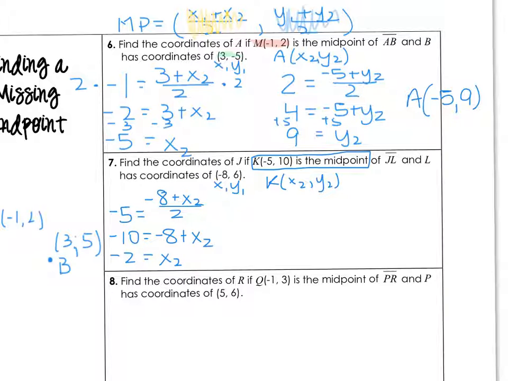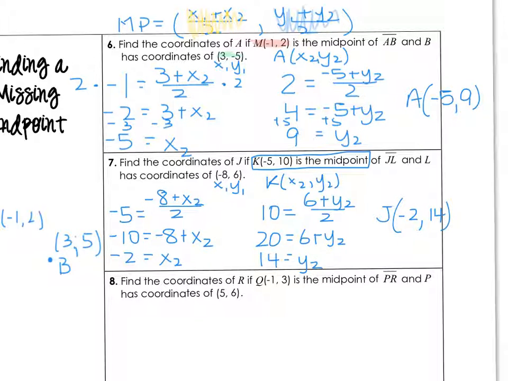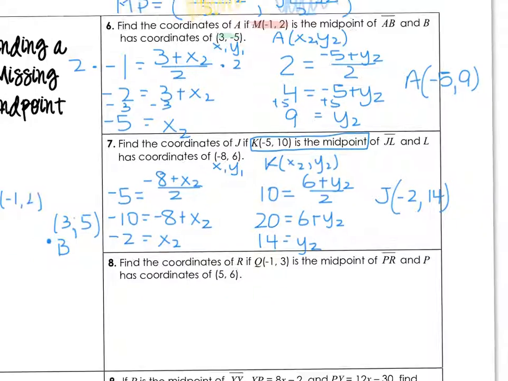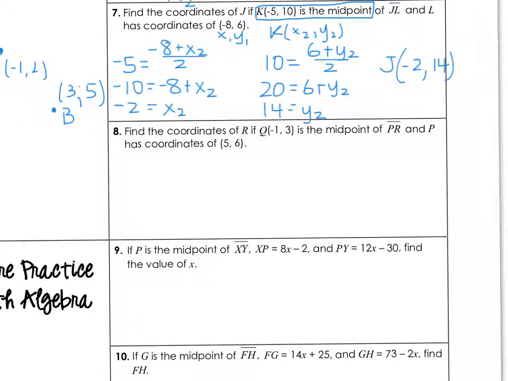Exact same thing done for the y side. 10 is that y coordinate of the midpoint. 6 plus y2 divided by 2. Multiply both sides by 2 to eliminate the fraction, and then subtract 6. So my coordinates for J are -2, 14. And we have one more of this type.